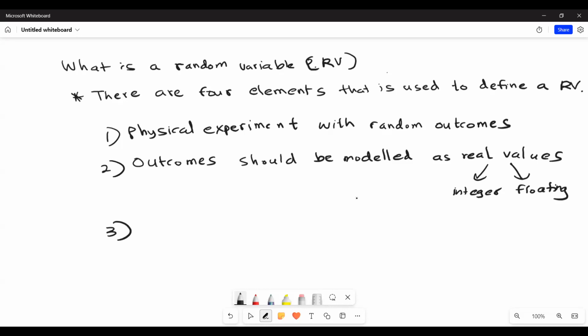Then there should be some kind of sample space where we should be able to find all the possible outcomes. There should be a sample space which has the collection of all the possible outcomes.